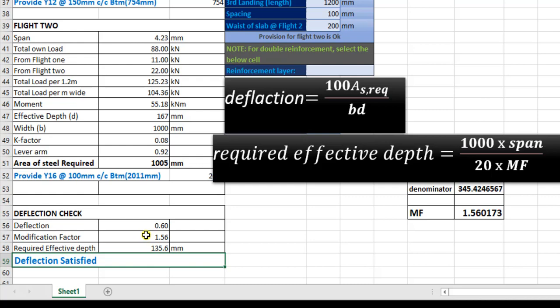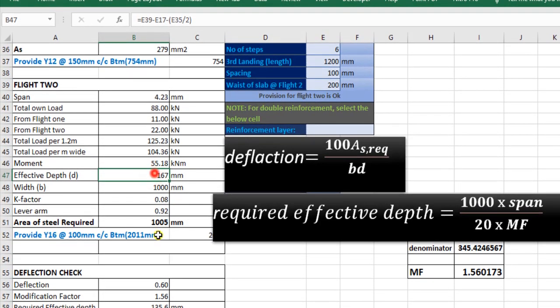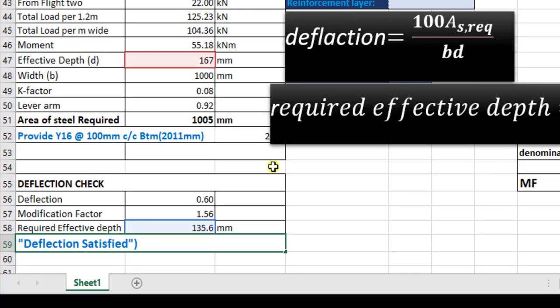Now we want to check deflection. What is the deflection? If this required effective depth is more than the effective depth used, that means it's not satisfied. What do we mean? If this is more than this, that means not satisfied. As this one is more than this, the equation is not satisfied. That is why you see this formula.